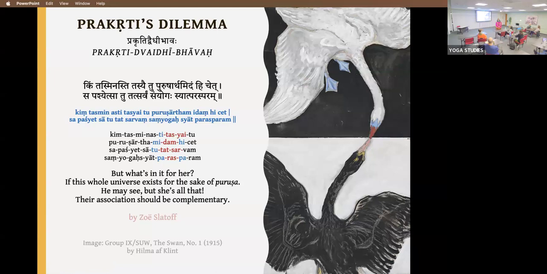Kim tasmin asti tasyaitu. Kim tasmin asti tasyaitu.